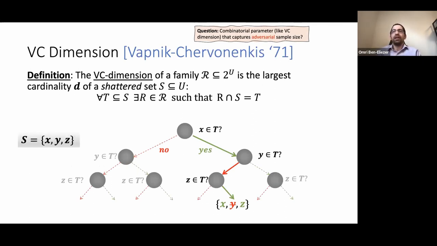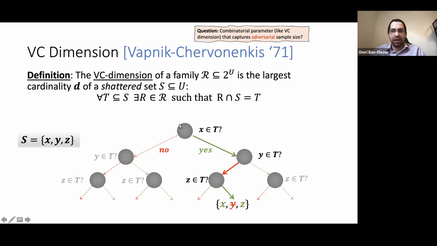Okay, and we are looking for a combinatorial parameter that captures the adversarial sample size. In the offline setting, or in the classical setting where we don't have an adaptive adversary, the VC dimension is the right combinatorial parameter. And the VC dimension of a family R of events is the largest cardinality, d, of a set in the universe that is shattered by the events in the family. And what do I mean by shattered? It means that for any subset of S, there is some member of the family, so that the intersection between the set S and this member of the family is this subset. I'm not sure if it's the easiest way to define this, but it's the most suitable way for this talk.